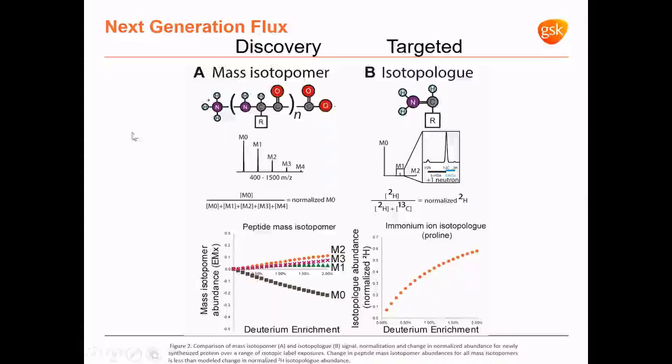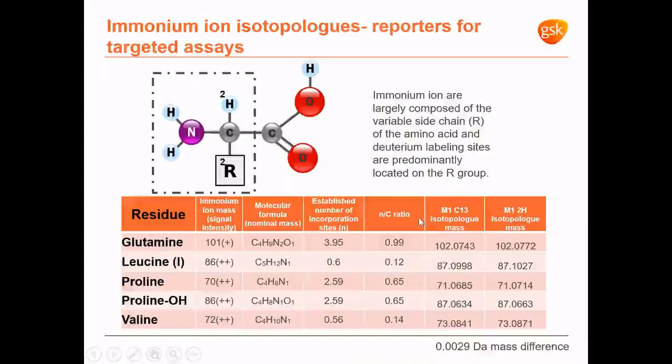That is a challenge when you're measuring the mass isotopomer distribution at the peptide level due to signal to noise issues, where you have very small maximum theoretical changes in the M0 mass isotopomer. But if you're measuring the 13C isotopolog from the M1 mass isotopomer, M over Z space, you get very, very large changes in the 2H isotopolog abundance. So it's really pretty exciting stuff.